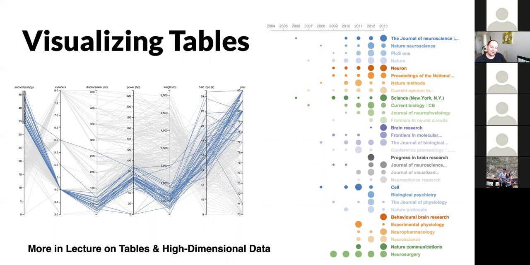I've selected a couple of cars with a miles per gallon of between 35 and 45. And you can see that these cars tend to have few cylinders, low displacement, medium or low horsepower, low weight, and they're not particularly fast accelerating. On the right, there's a different kind of representation, which is basically just a tabular representation where the magnitude of values is encoded by the size of the bubble, and some kind of categorical attribute is encoded by color.